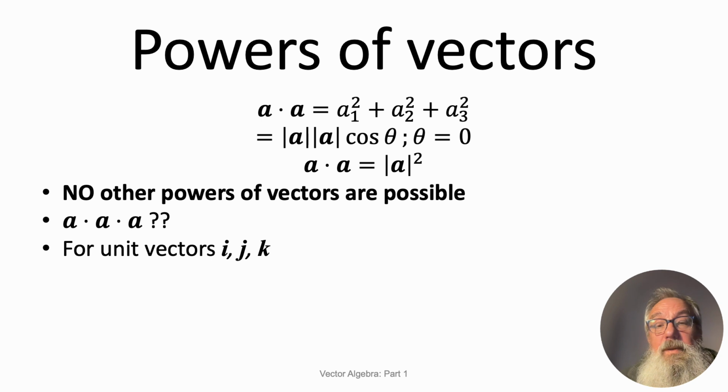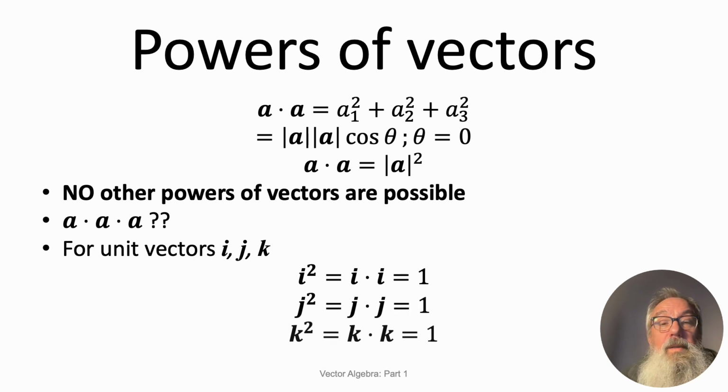For unit vectors, this is quite useful. I dot I is equal to 1, and similarly J dot J is 1 and K dot K is 1. That's really useful.